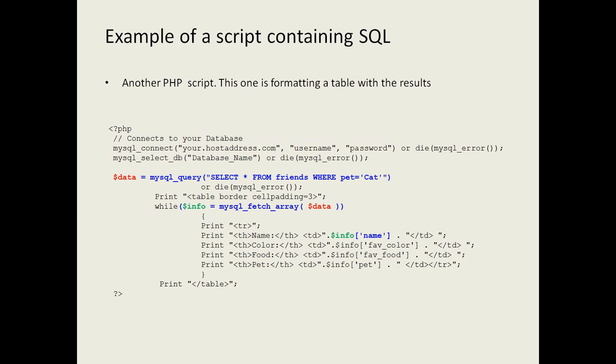Okay? This is even more complicated because here, for example, they have a query. Select this from friends where pet equal to cat. And then he's formatting a table where he wants to see the name, the color, the food, and the pet formatted in the table. Again, this is getting a little technical because you need to go into PHP and start using a scripting language, but that's pretty much what it does.